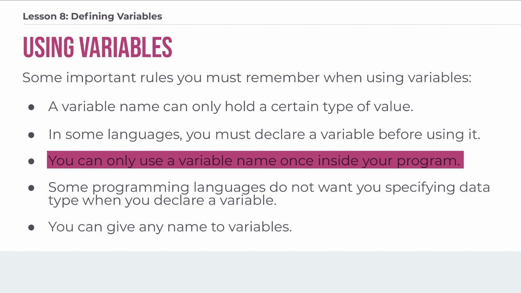You know, you're on level 1 of a game and you've had a variable, and now you want a new variable in level 2. It's going to be the same variable. And if you want it to be a different variable, you have to have a new name.